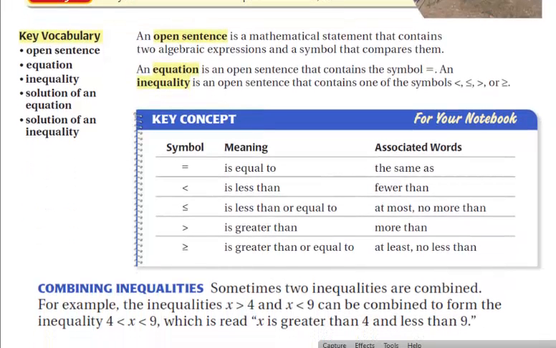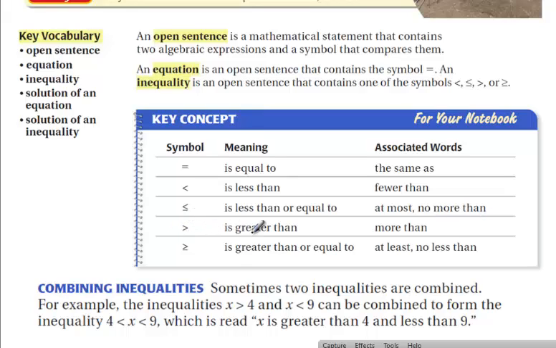First symbol is equal to. When you see "the same as" in a sentence, we need to understand that it means equal. For the less than sign, we may have "fewer than" in the sentence. And for less than or equal to, those words might be used to describe it: at most, no more than.